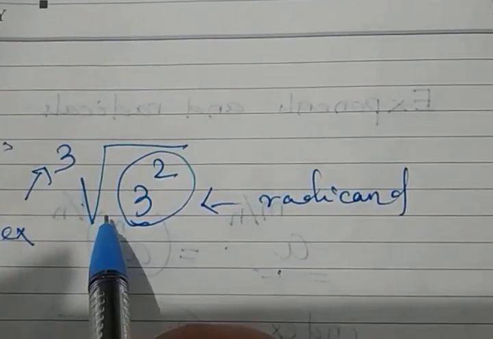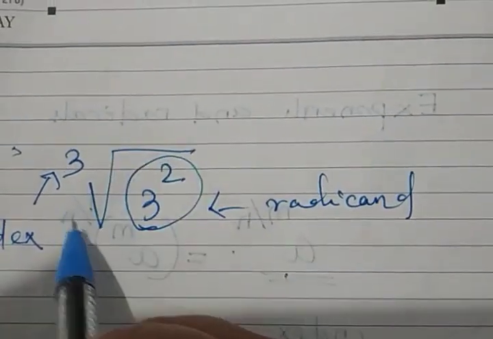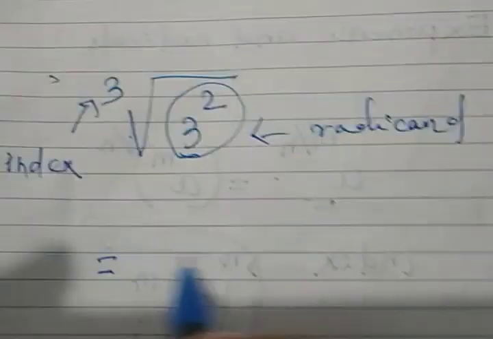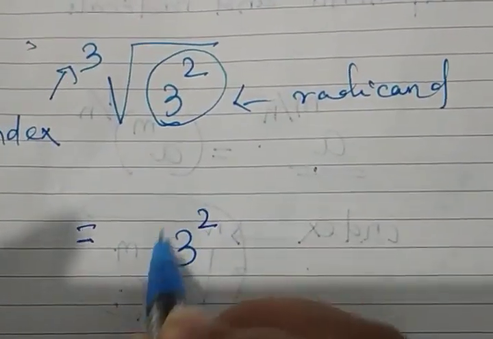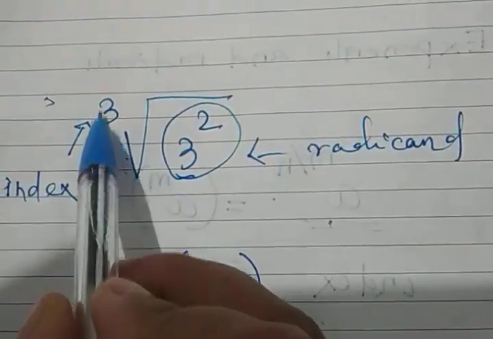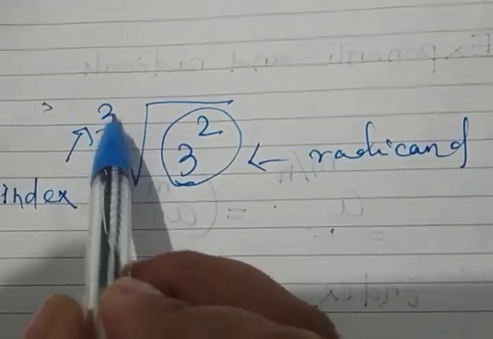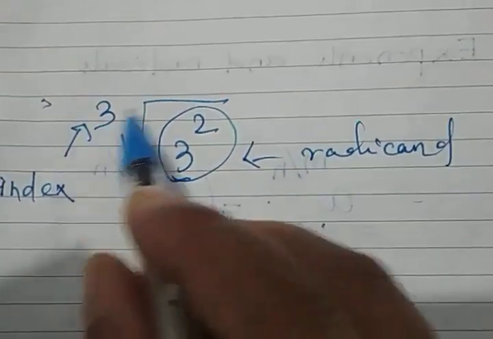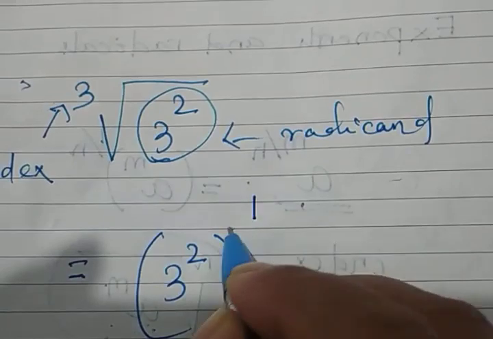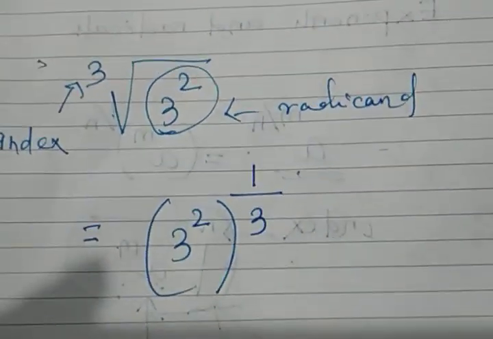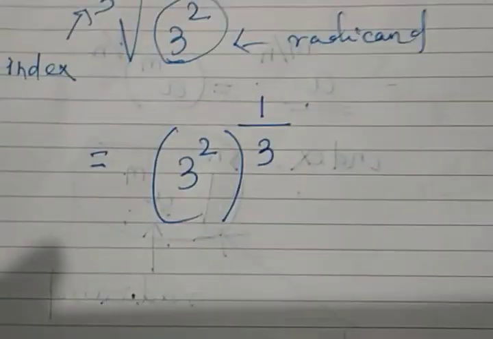This is the radical form. So what will be the exponential form of this? 3 to the power 2 as it is. Then as it is the cube root, that 3 written here will go to the denominator of the power. So it is 1 by 3. Am I clear? So let's take the next example.